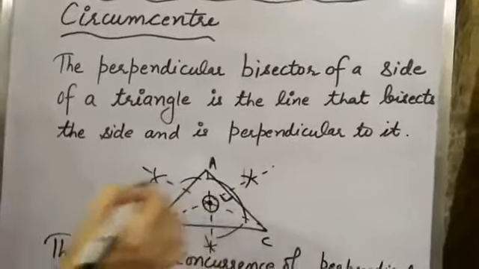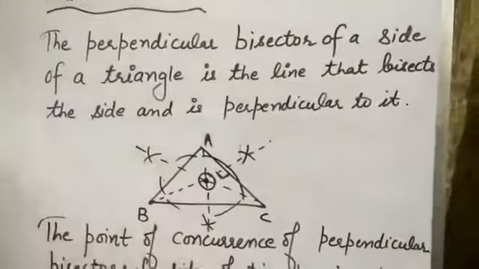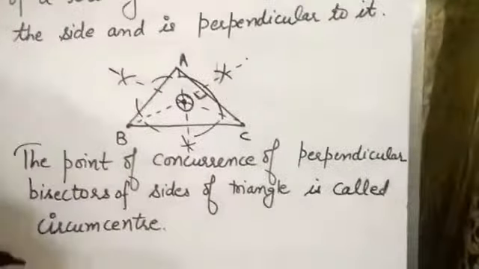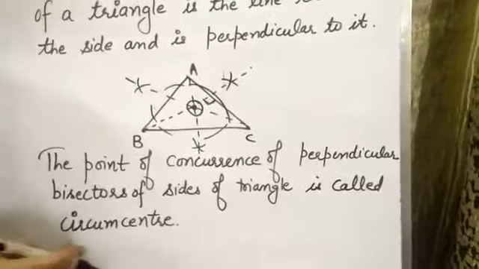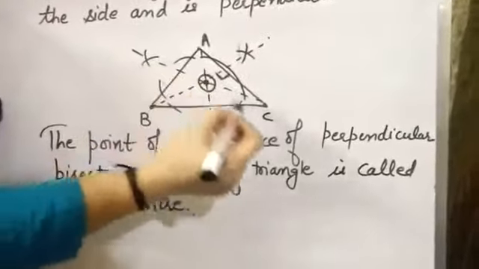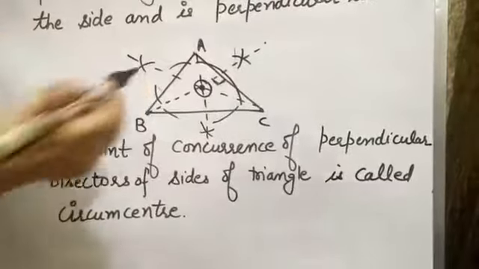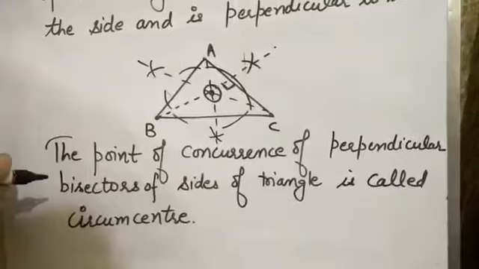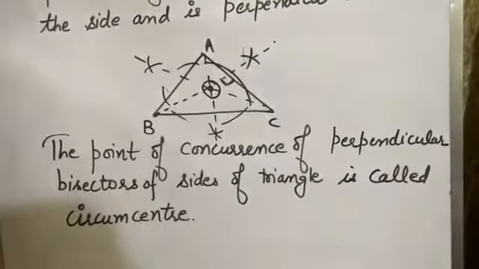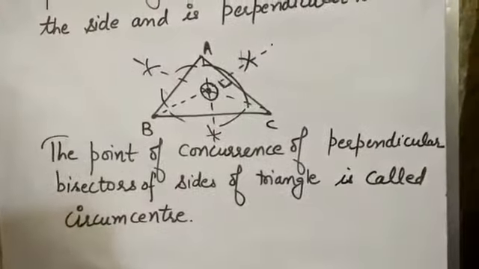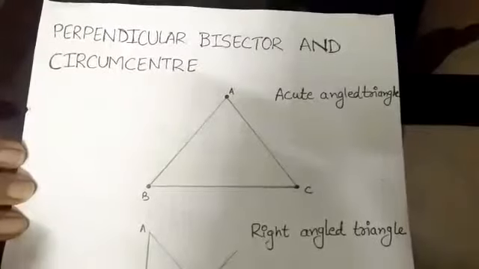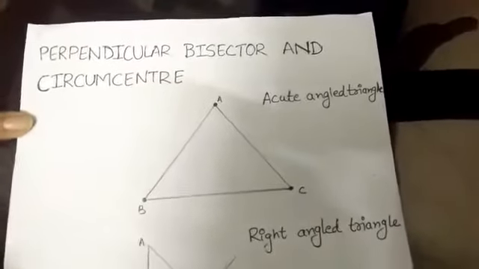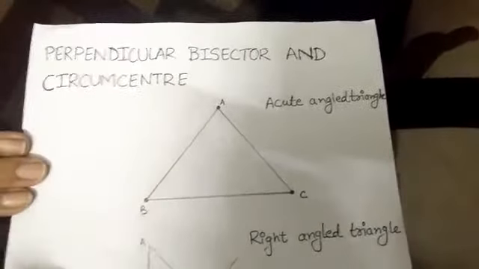these all three perpendicular bisectors, they meet at a point. And the point of concurrence of perpendicular bisectors of the sides of the triangle is called circumcenter. Where all these three perpendicular bisectors meet, this point is known as circumcenter of this triangle. Now I am going to illustrate with the help of the construction on three types of triangle. Let us recapitulate the concept of perpendicular bisector and circumcenter with the help of constructions.